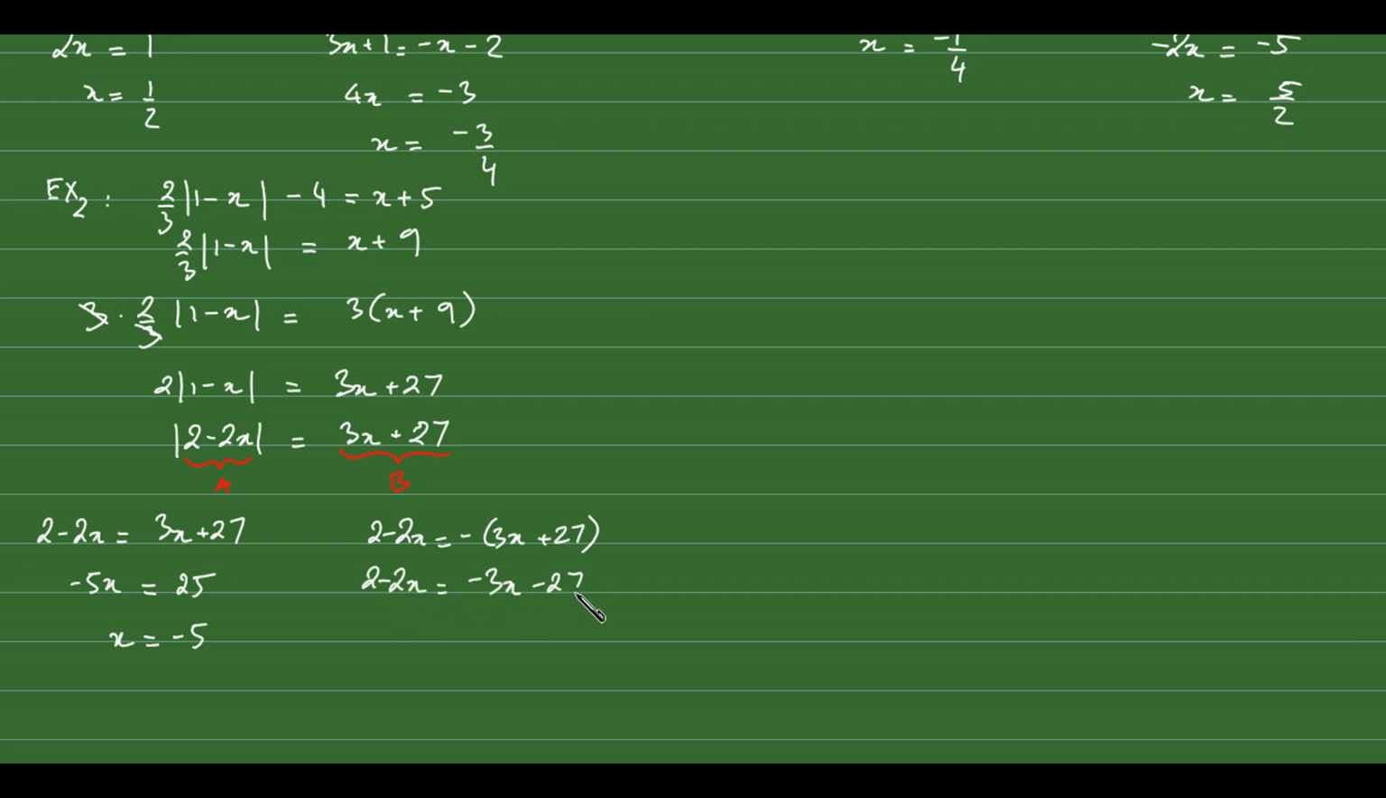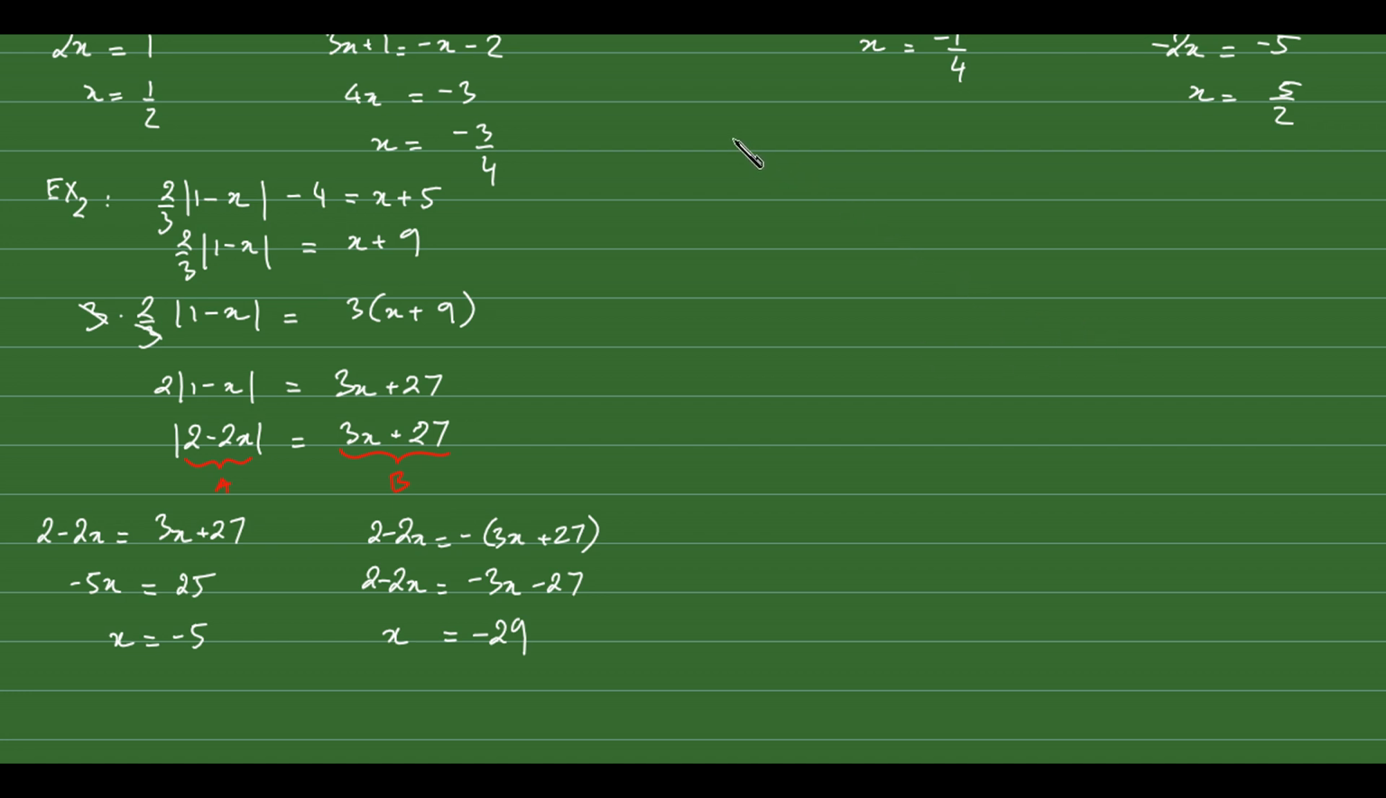Alright, minus 27. Add both sides by 3, so you have x equal to, subtract both sides by 2, so you have negative 29. Again, you go ahead and plug it in to check. Plug negative 5 in here, plug negative 5 in here. If it equals, then that's a solution. If it does not equal, then it's not the solution.